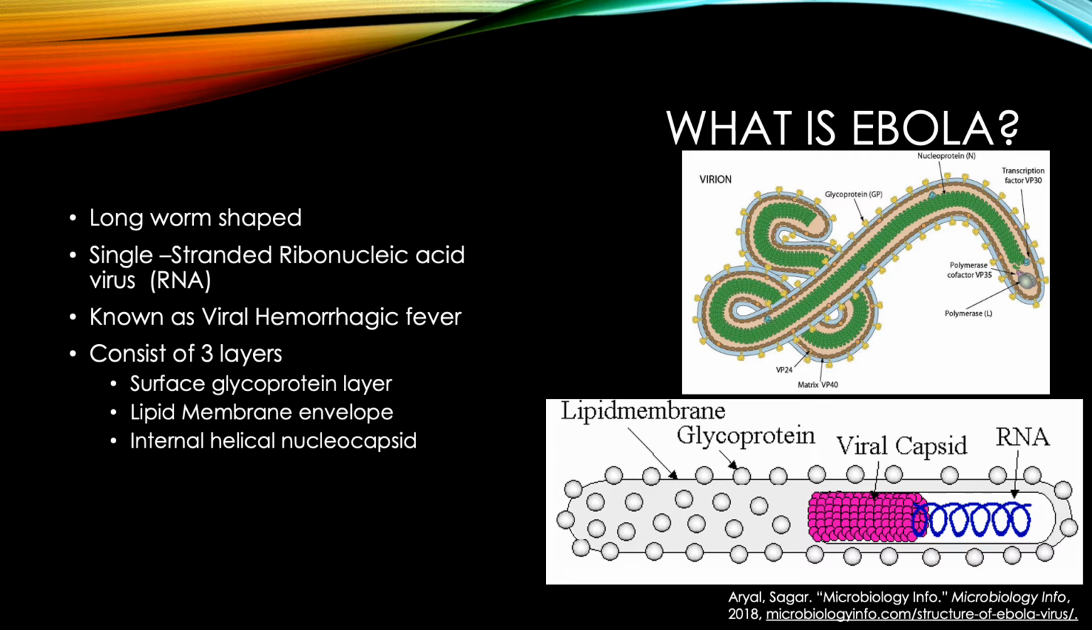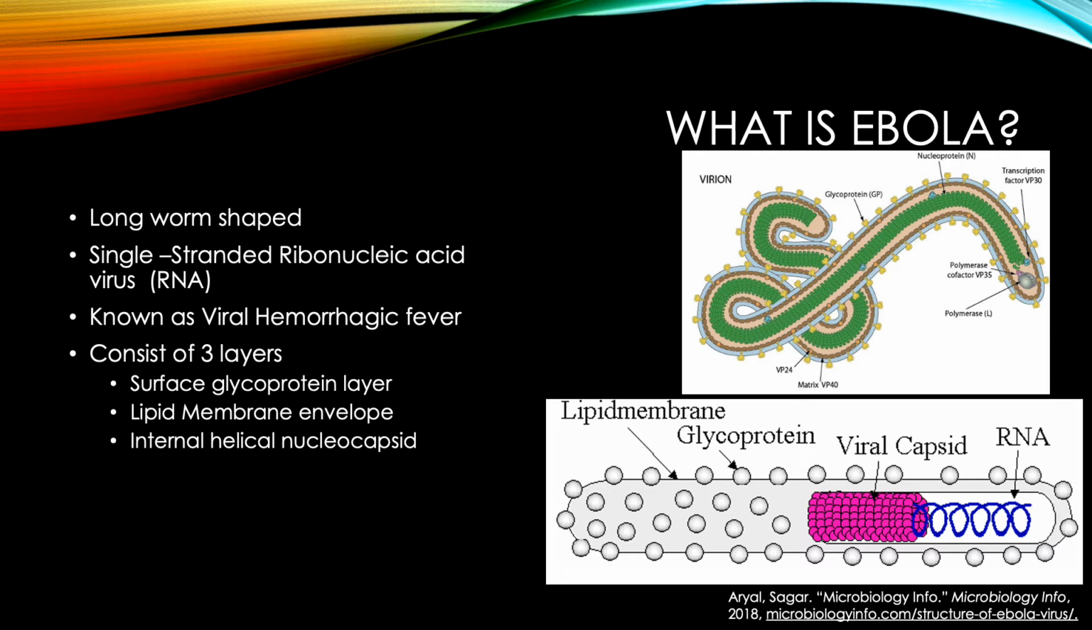It is about 80 nanometers in diameter and about 970 nanometers long. It has a tubular shape that consists of three layers, which are the glycoprotein surface, lipid membrane envelope, and an internal tubular helical nucleocapsid. The first layer of the virus consists of globular spikes that are formed from glycoprotein. It is usually 7 to 10 nanometers long. It helps with the entry of the virus into its targeted host.